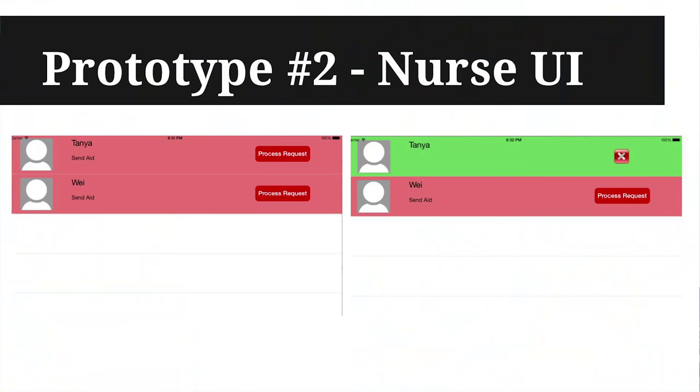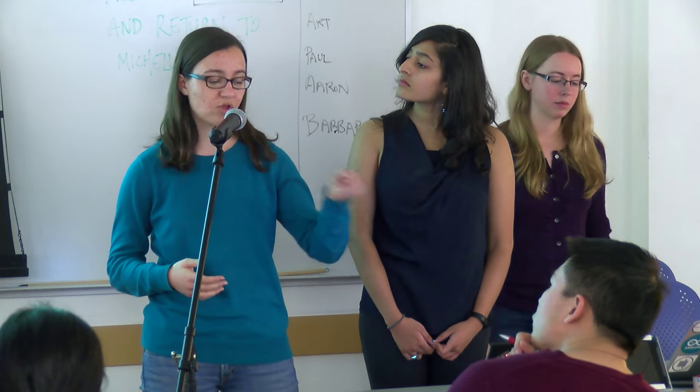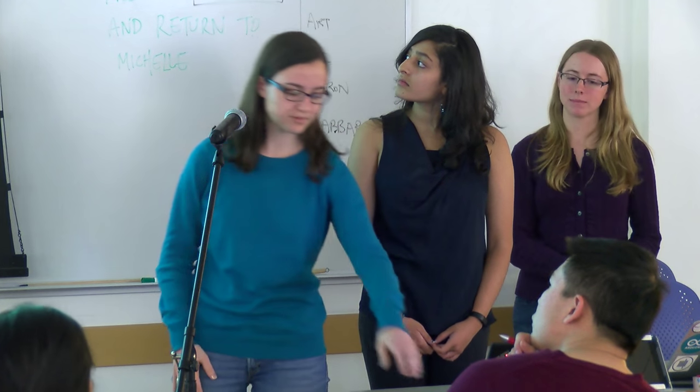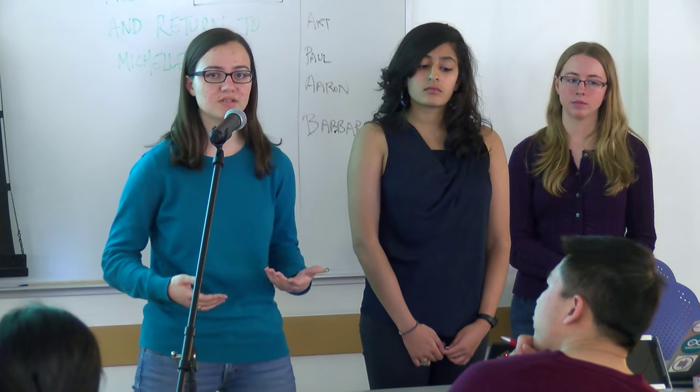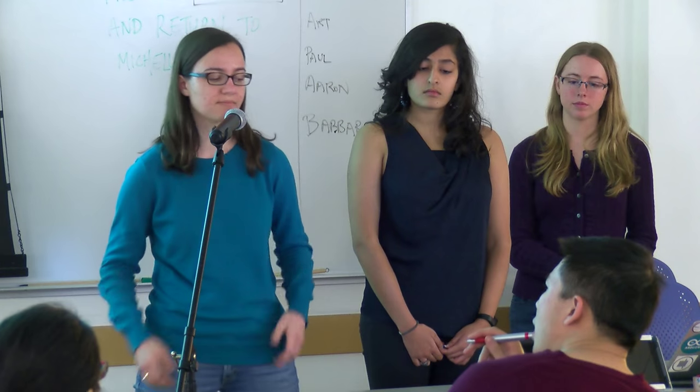We also made a prototype for the nurse in this iteration. You can see on the left-hand side that the nurse currently has two outstanding requests. If she presses the process request button, it turns green, and then she can close it once it's completely fulfilled. Some feedback from this iteration is that we should introduce a login system that persists even when the app closes, so that residents don't need to log in every time they open the app. At this point, we still needed to implement sending custom text messages to the nurse and the video chat.